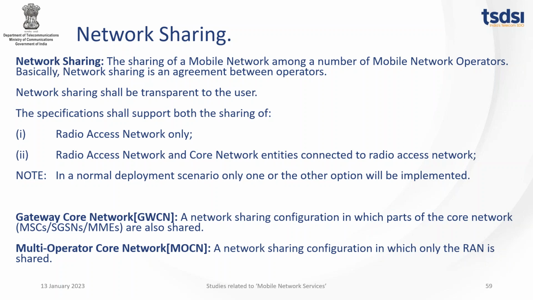In the past, we have seen two types of configuration. That is the gateway core network, where both RAN as well as core network entities get shared across multiple operators. In the case of multi-operator core network, it is predominantly the radio which gets shared across multiple operators. Okay, next slide, please.